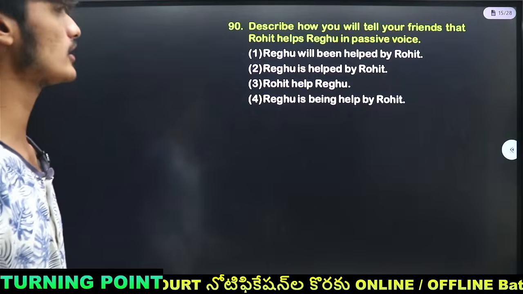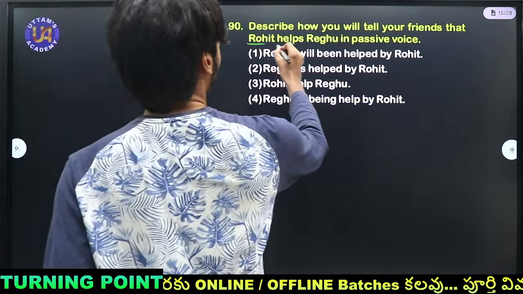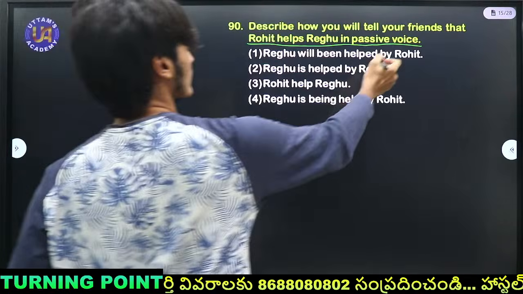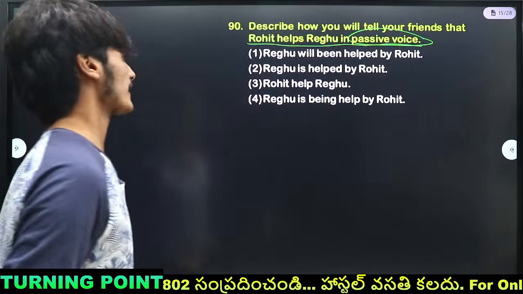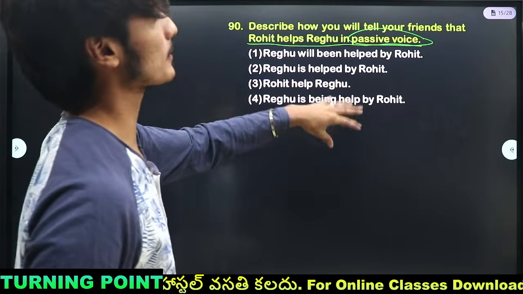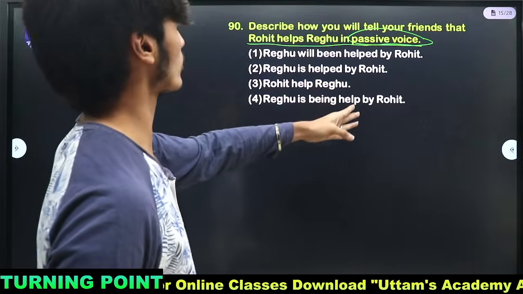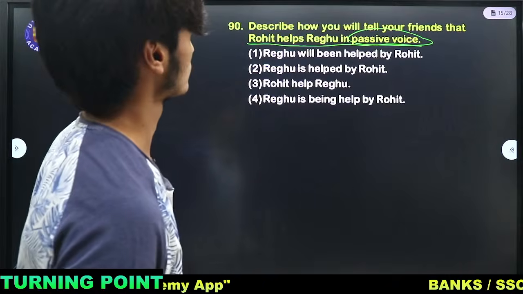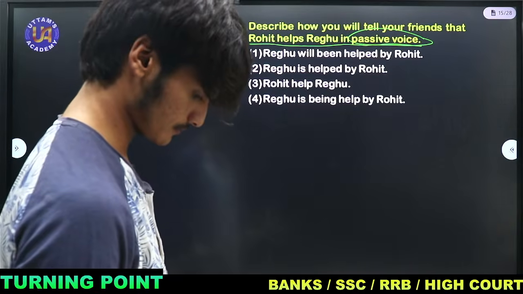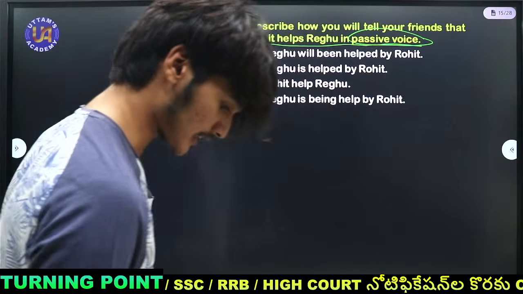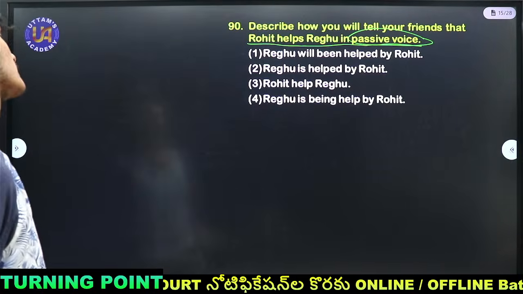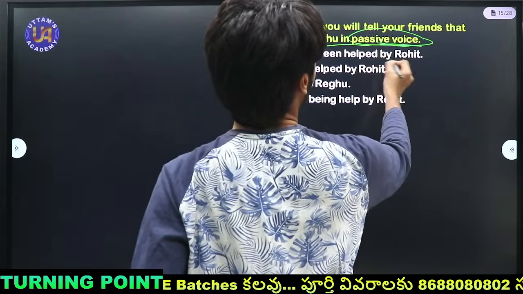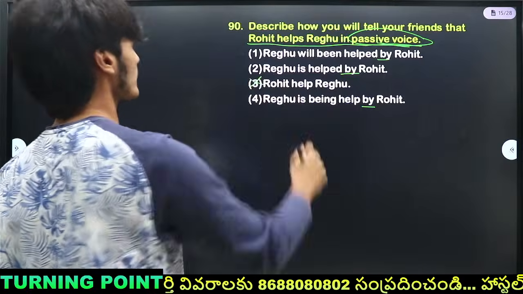Describe how you will tell your friends that Rohit helps Raghu in passive voice. So Rohit helps Raghu. You must convert it in passive voice. Raghu will been helped by Rohit. Raghu is helped by Rohit. Rohit help Raghu. Raghu is being helped by Rohit. So which of the options do you think is right? Anudipti says B. Anil Kumar says C. So they are asking in passive voice. So make sure it contains by. 3 can easily be eliminated.